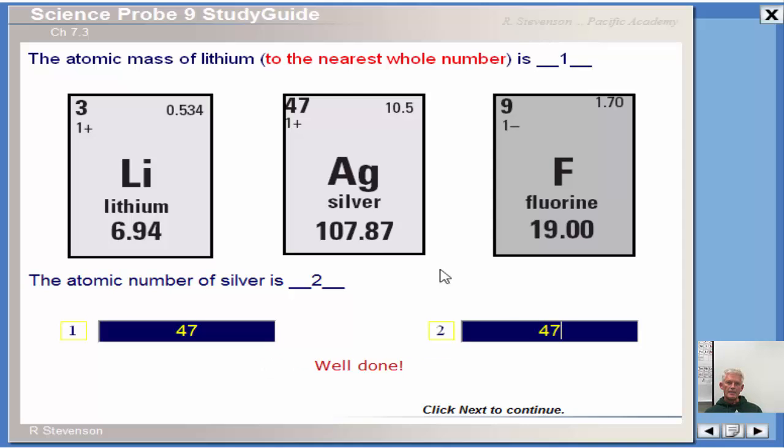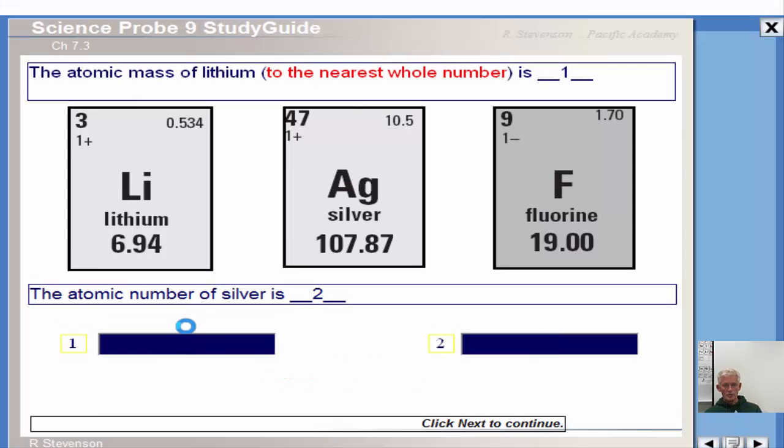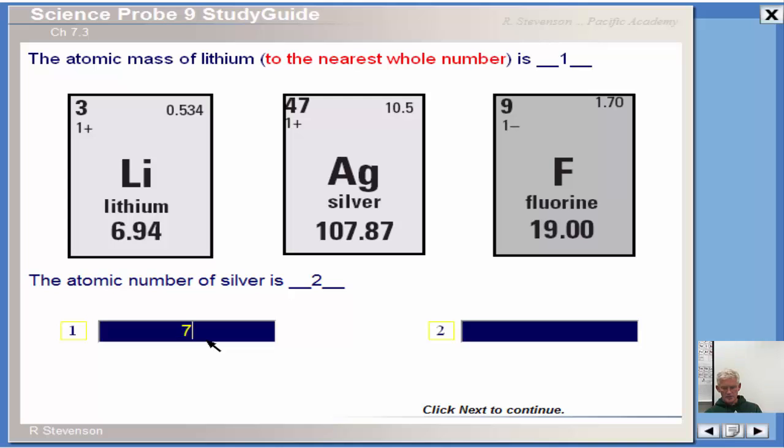Right. Just in case you wonder, we missed number 1, the atomic mass of lithium to the nearest whole number. And that's a very important point here. You've got to round these off. Lithium 6.94. If you round that off to 7, of course it's locked. I'm going to reset that. 7. Boom. Amazing.